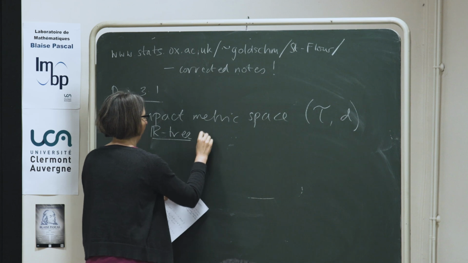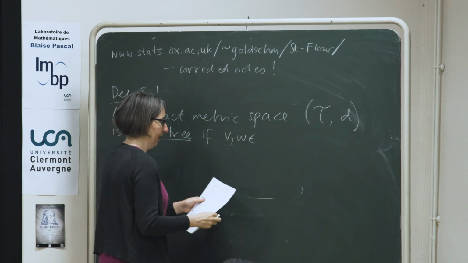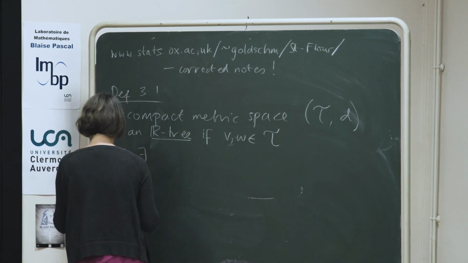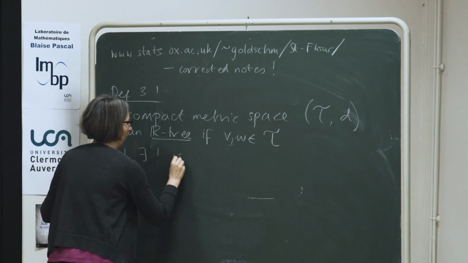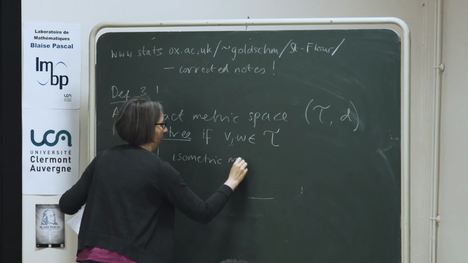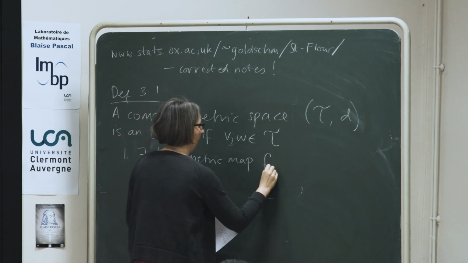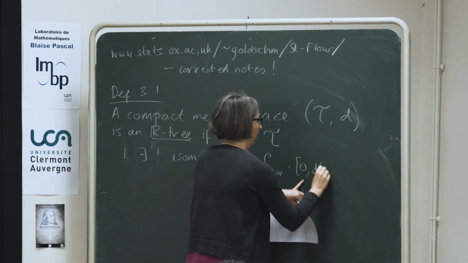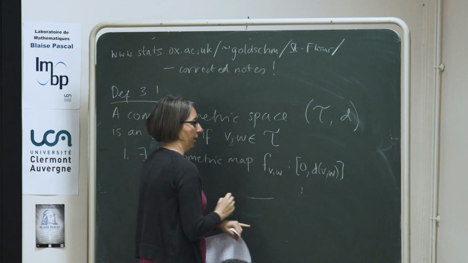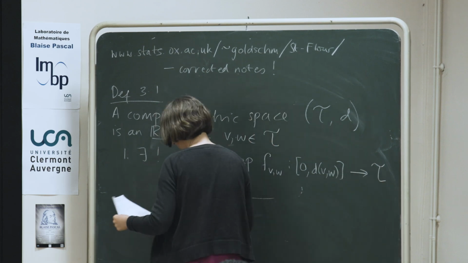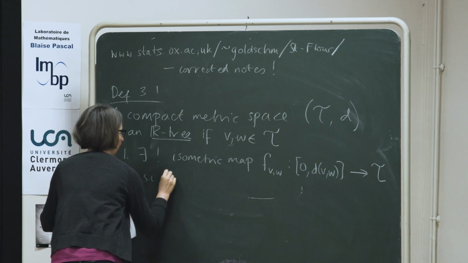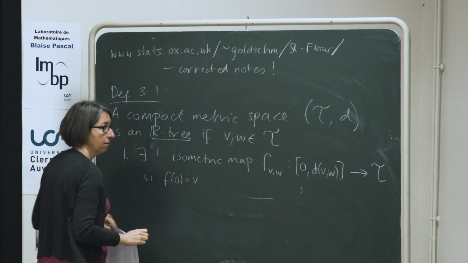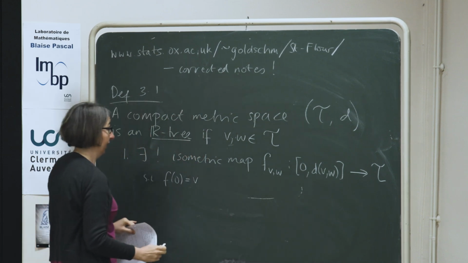if there are two conditions which are satisfied. Firstly, for any elements V and W of my metric space, there exists a unique isometric map, which I'm going to call f_VW, which goes from the interval 0 to the distance between V and W into T, such that the start of this line segment gets mapped to V, and the end of the line segment gets mapped to W.